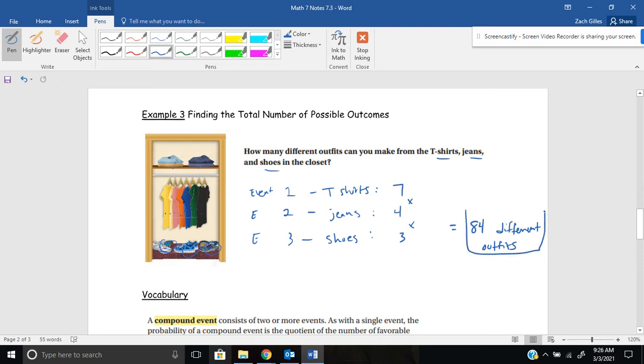Now you can kind of start to see that if you were to make a table for this, 84 different slots in the table would kind of take up a lot of space, and it might be tricky to do. Again, you could do a tree diagram too, but that's a lot of different outcomes. So sometimes it's a little bit quicker to use the fundamental counting principle.